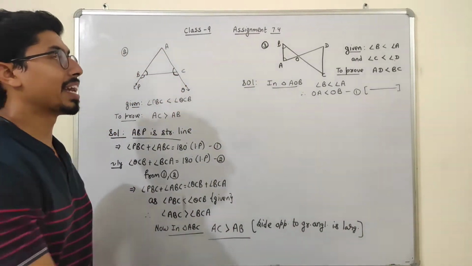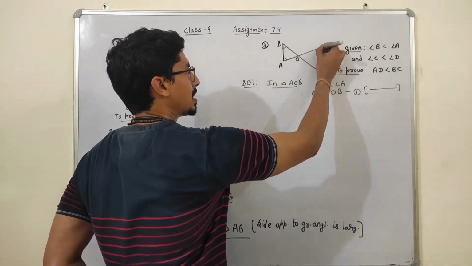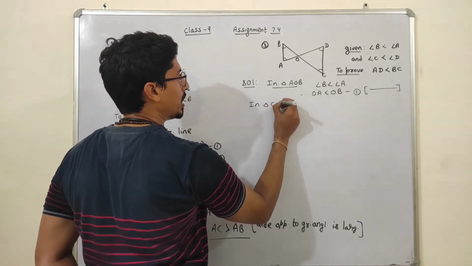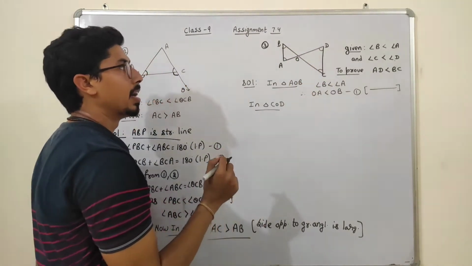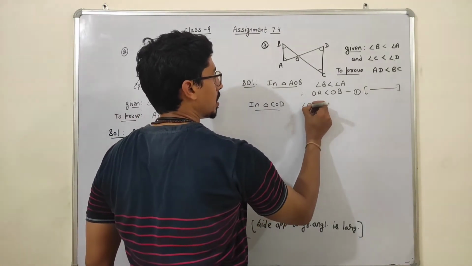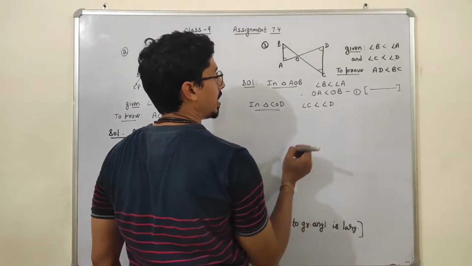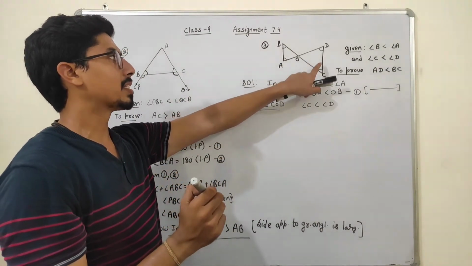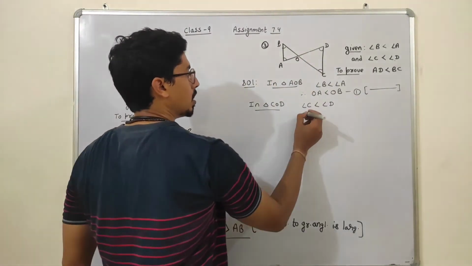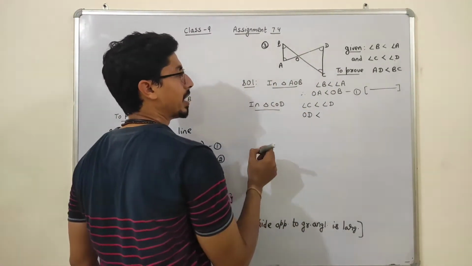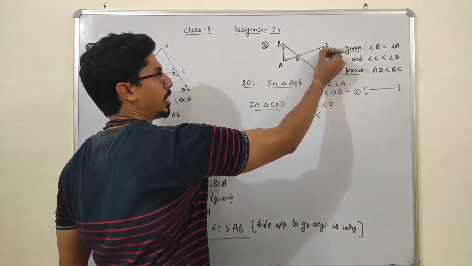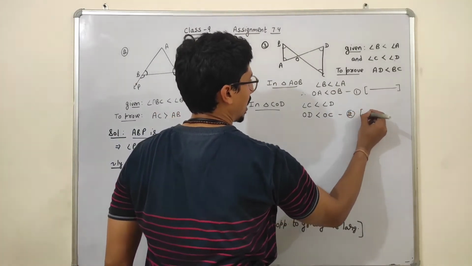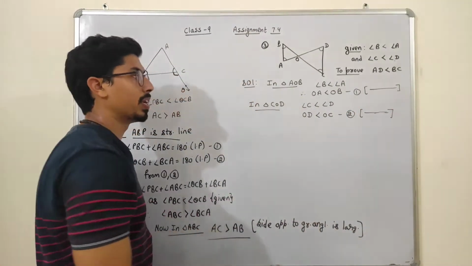Now similarly, students, angle C is less than angle D. This and this angle, so in triangle COD. It is given that angle C is less than angle D. Now see, the side opposite to angle C is OD. So OD is smaller than OC, the side opposite to angle D. Name this as equation 2, and the property is the same, this one.